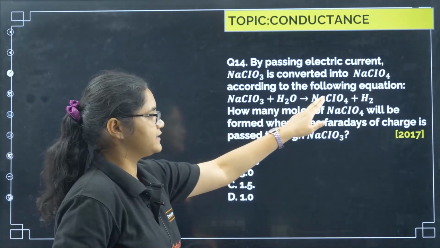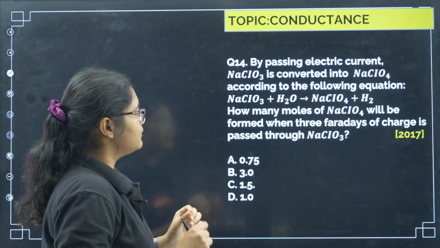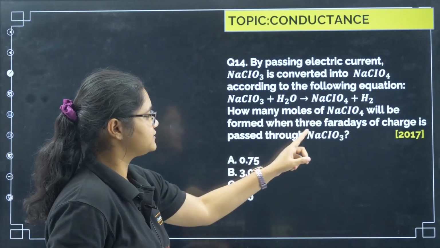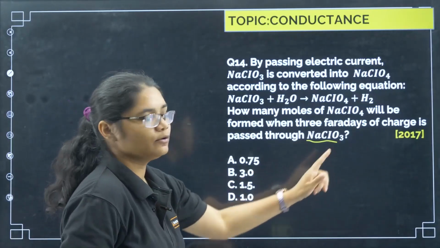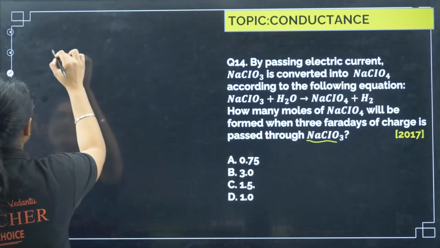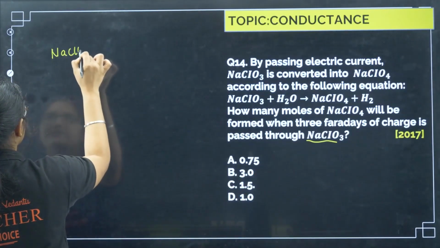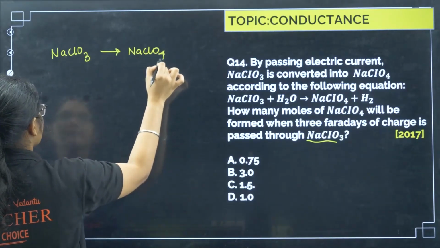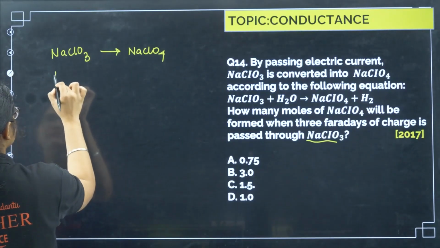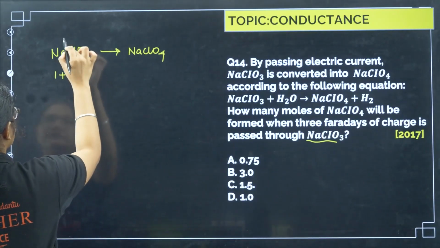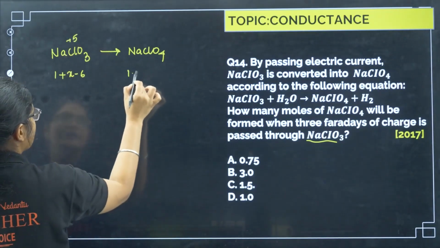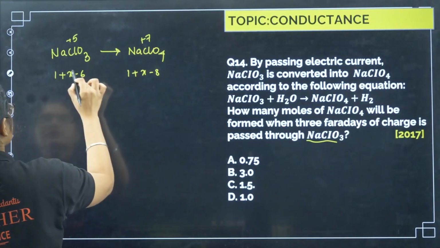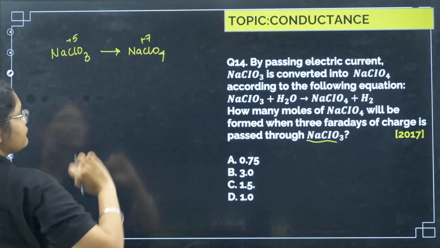Next, by passing electric current, NaClO3 is converted to NaClO4 according to the following equation: NaClO3 plus H2O gives NaClO4 plus H2. How many moles of NaClO4 will be formed when 3 Faradays of charge is passed through NaClO3? Okay, so let us first understand the conversion of NaClO3 to NaClO4. What is the charge of chlorine here? Plus 1 plus x minus 6, it is plus 5, right? And here it is plus 1 plus x minus 8, so it is plus 7.